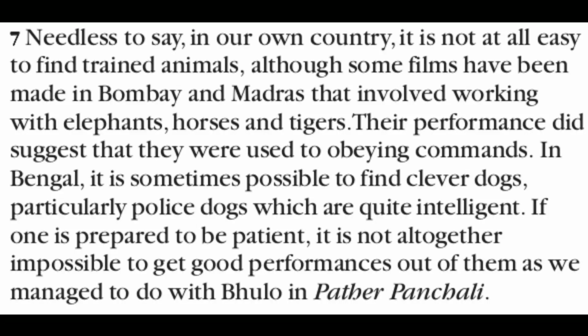Okay, look at the new words. There are not many difficult words in this paragraph. Bhulo is the name of a dog. Look at the overall meaning. What does the author say in this paragraph? It is not very easy to find trained animals, but in some films produced in Bombay and Madras, he gives some examples. In those films, there were elephants, horses, tigers, etc. And these animals were obeying the commands of their owners, sometimes the ringmasters, etc.